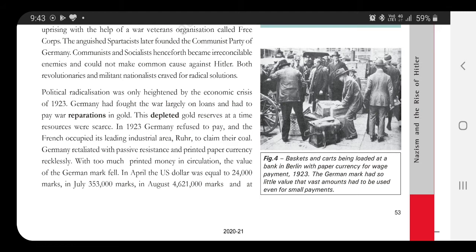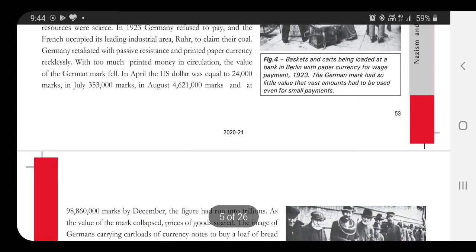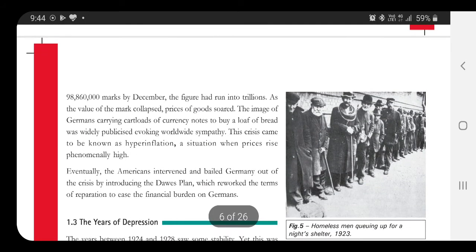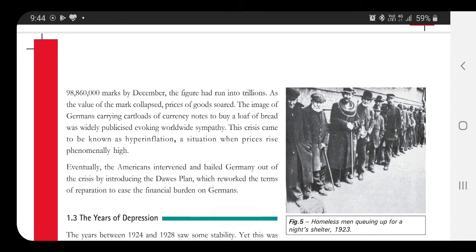Germany showed its passive resistance, took revenge, and started printing a lot of paper currency. With too much printed money in circulation, the value of the German mark fell. As the value of the mark collapsed, prices of goods soared. Inflation is a situation wherein the value of currency goes down and the prices of goods go up. And this was a situation of hyperinflation, an extreme situation.